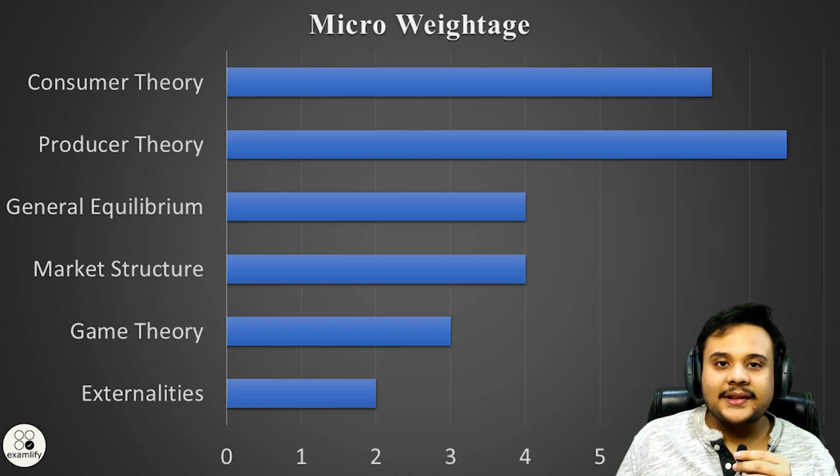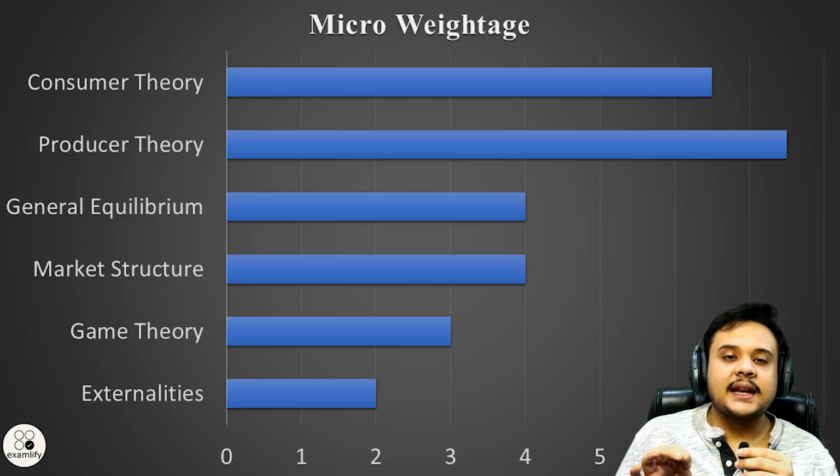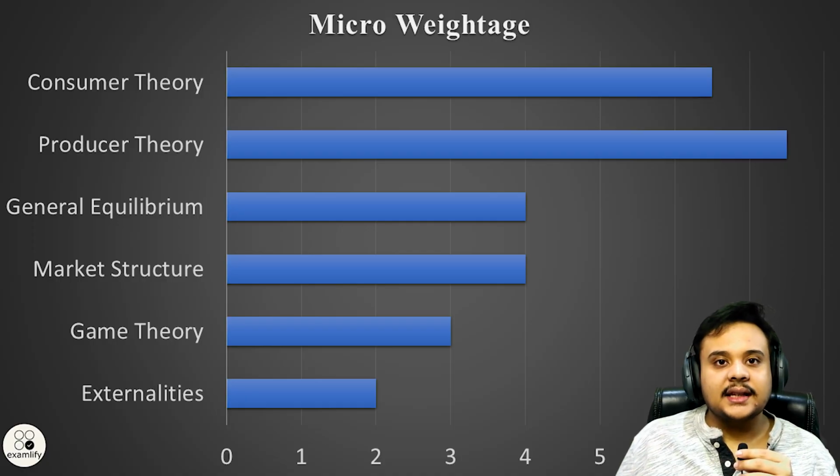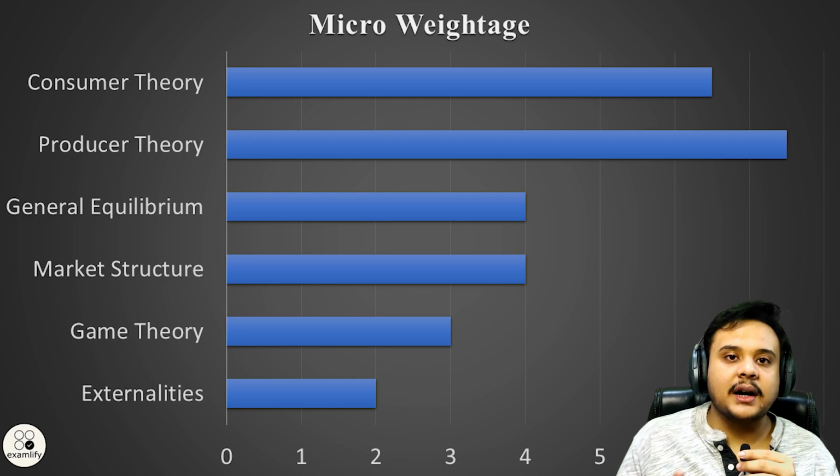Okay, so topics under that, you have seen price elasticity of demand, Slutsky, then you have indifference curves, right? All of those things under consumer theory are going to be very, very important, because on average this topic alone can get you 6.5 marks, right?